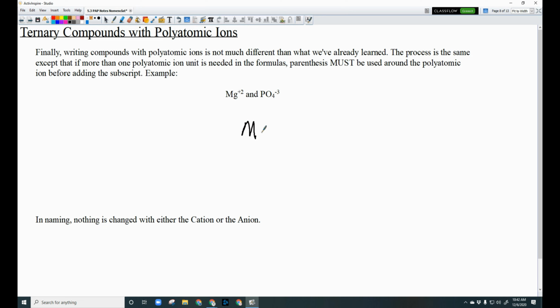So magnesium is going to get the 3 as a subscript. Do not change any of this. You cannot change this formula. It is a PO4. Think about that as an element. You cannot change anything about this. You can't change the P, you can't change the O, and you cannot change this 4. Okay, this is a unit. You cannot change that. So we have to write PO4.